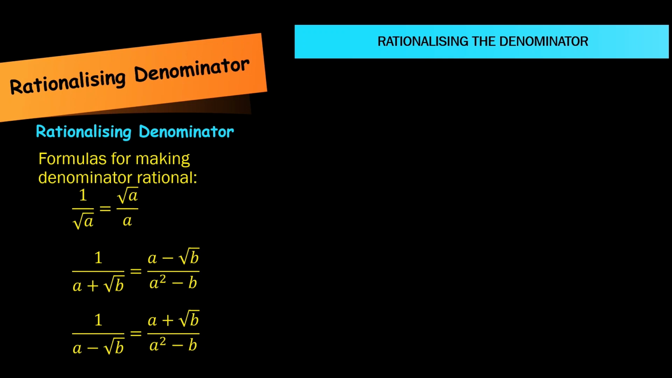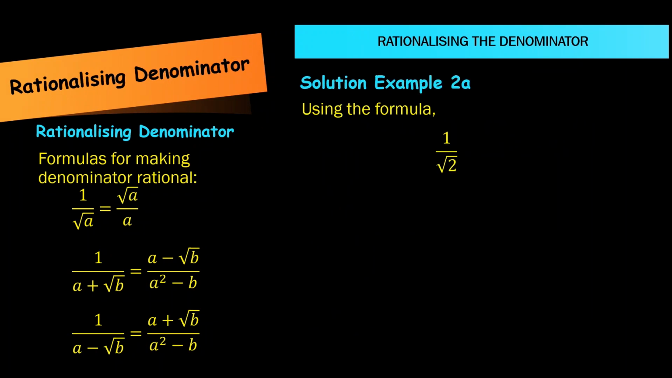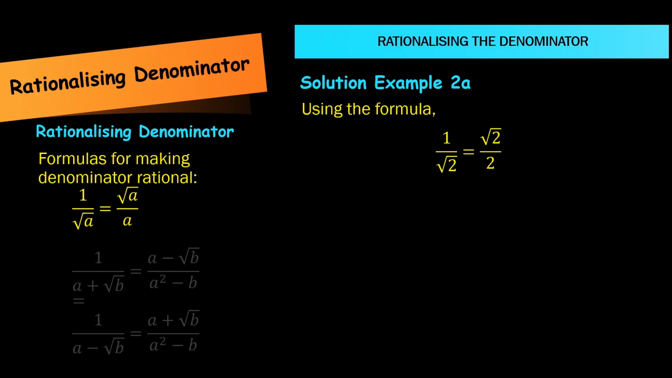Let's take a look at this example. Pause the video and have a go. Press play when you're ready to view the solutions. For part A, we are required to rationalise the denominator of 1 over root 2. Clearly, we're going to use the first formula. In the expression 1 over root 2, a is equal to 2. So we substitute a equals 2 into this formula to give us root 2 divided by 2.